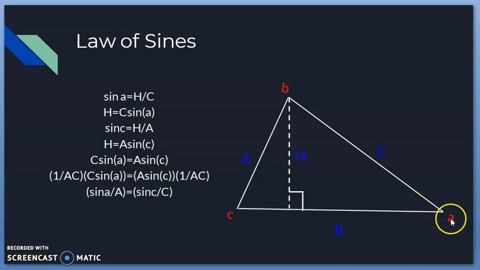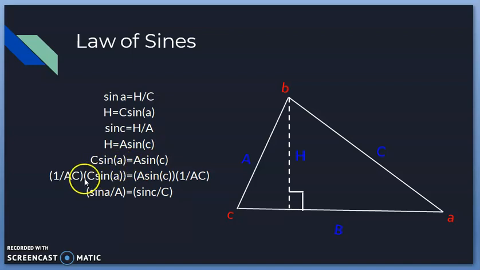So let's focus first on angle A. If we were to find the sine of angle A, we would have h over c. We manipulate this to get the value of h, which would be c sine A. Let's do the same for angle C. The sine of angle C would be h over a, meaning h would be equal to a sine C. These two are both equal to h, meaning they can be equal to each other. So let's set c sine A equal to a sine C.